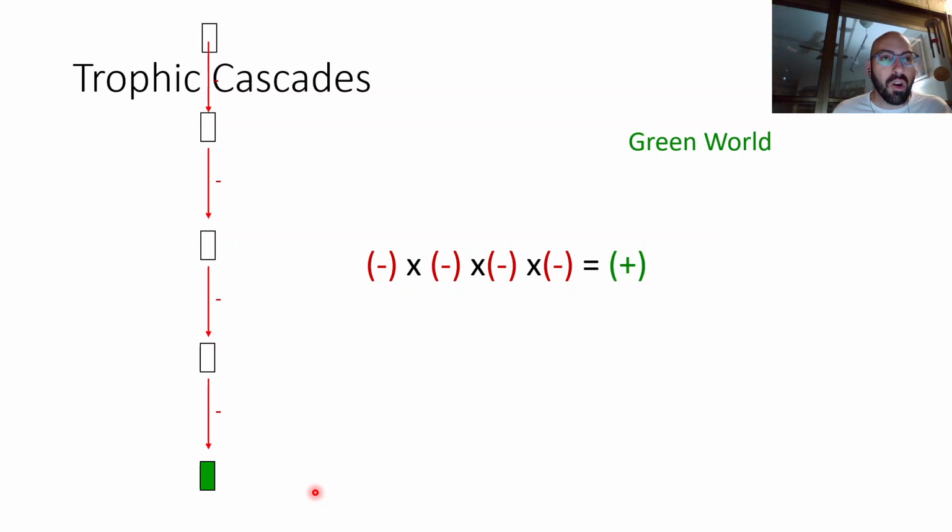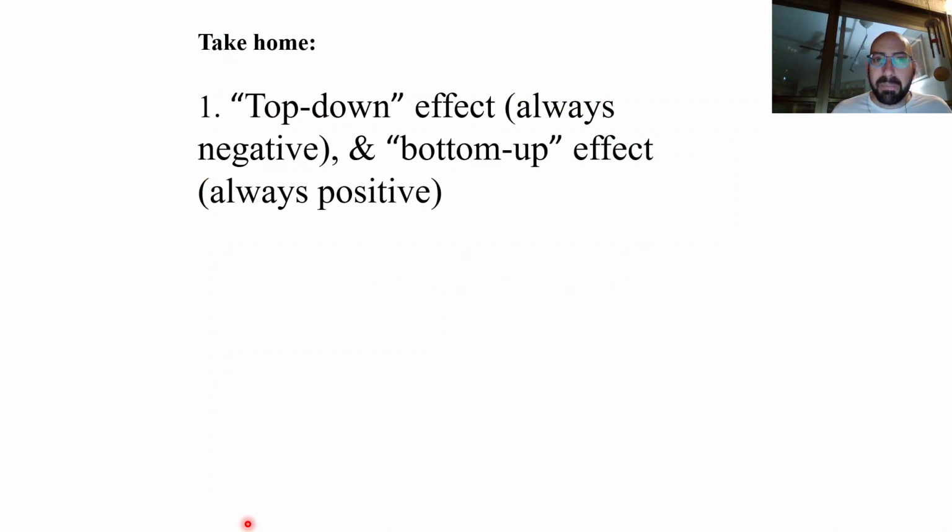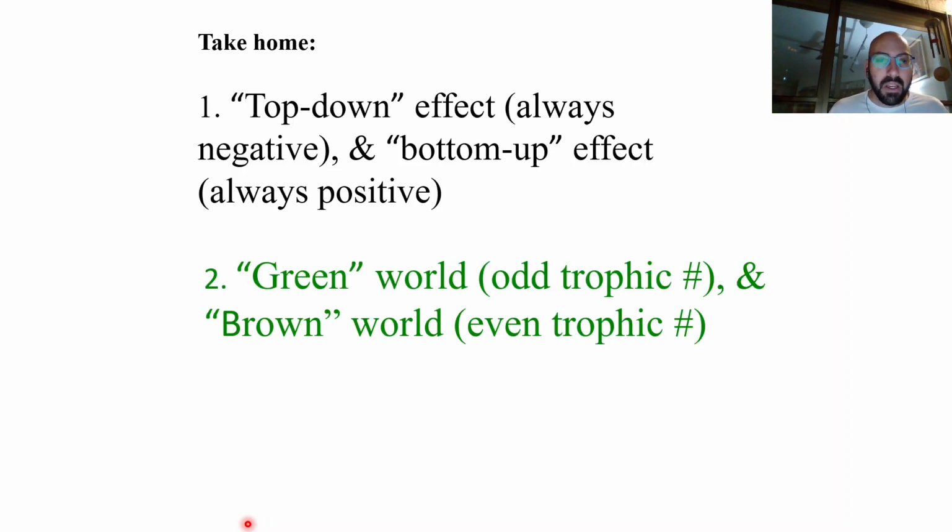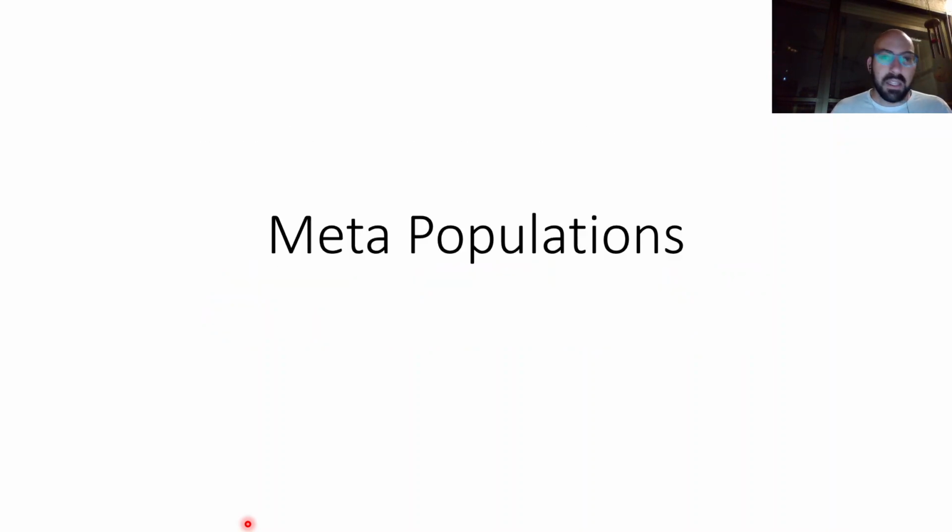The trophic cascades are always top-down. The top levels influence the bottom. The number of levels will influence the consequence for vegetation. Bottom up is always positive. Energy always flows from the lower levels on the trophic pyramid to the higher ones. So, again, top-down effects will always be negative. Bottom-up effects will always be positive. A green world will be one which has odd trophic levels, and a brown world will have even trophic levels. And let's stop here for this recording.